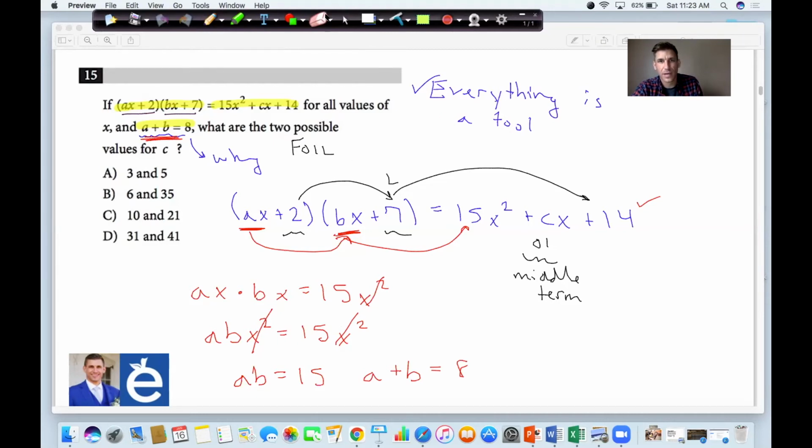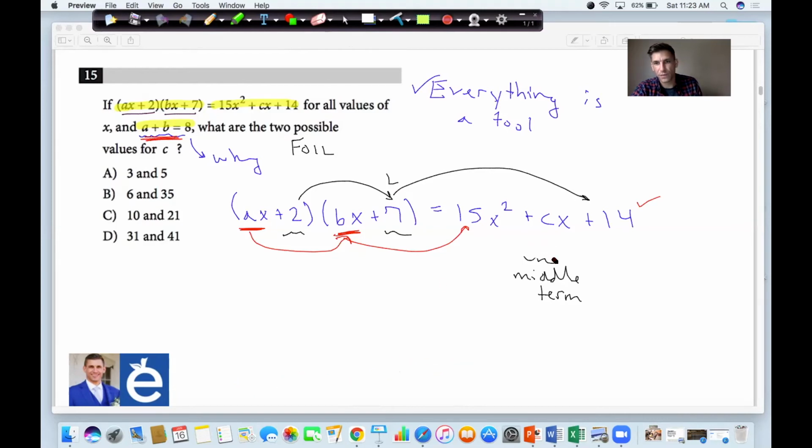All right, so here's what we're going to do. Once you think it's going to be 5 and 3, which two numbers multiplied together will give you 15, but then when added together will give you 8. You're right, it's going to be 5 and 3. And here's the other tip. It says for all values, what are two possible values of C? And notice C is positive.